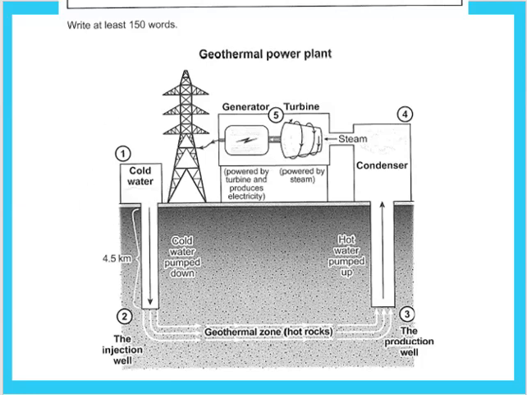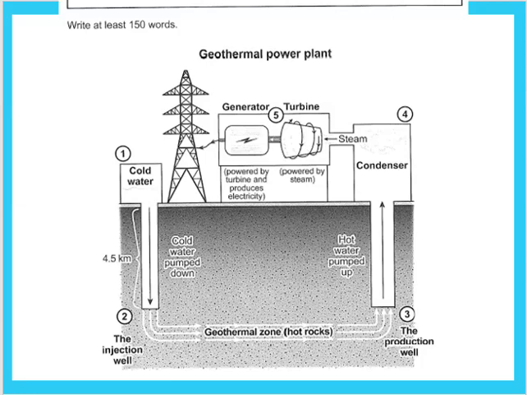Then this cold water is passed into an injection well which is 4.5 kilometers below the ground level. Then cold water is being pumped down, as you can see. Then the second stage is the injection well, through which it is passing through a geothermal zone. The geothermal zone is where hot rocks are present, and what happens to this cold water if it passes through hot rocks?